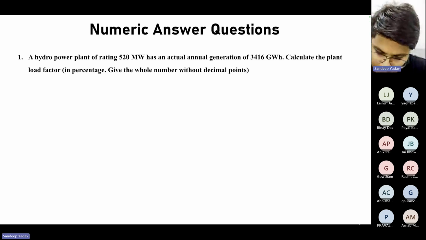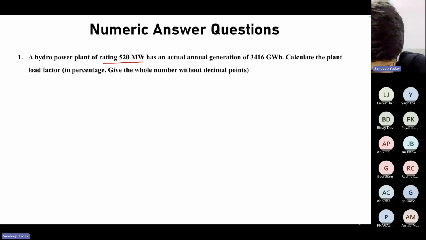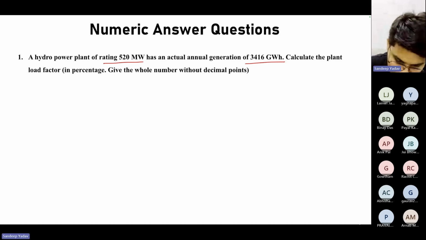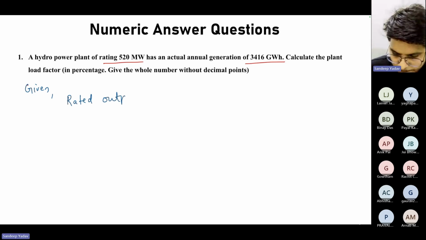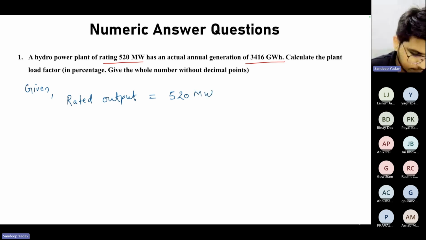A hydropower plant having a rating of 520 megawatt has an actual energy generation of 3416 gigawatt hour. Calculate the plant load factor in percentage and give the whole number with a decimal point. So see here, it is given that the rated output of a plant is 520 megawatt, and the maximum.